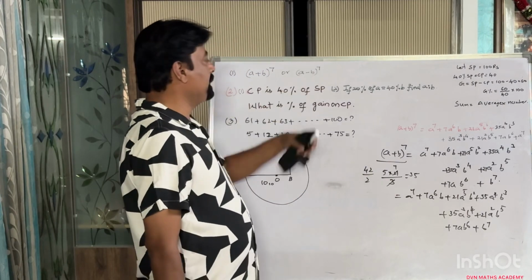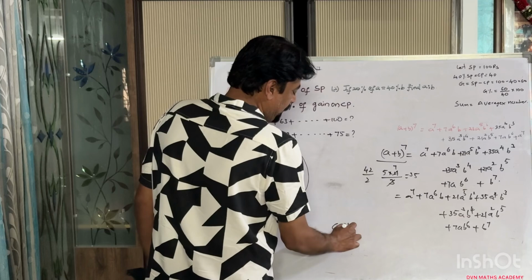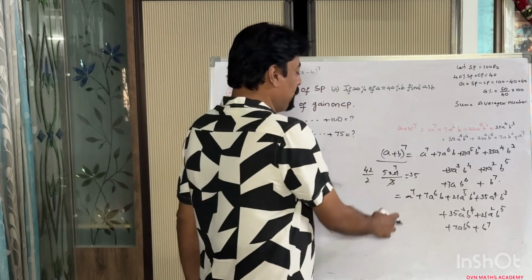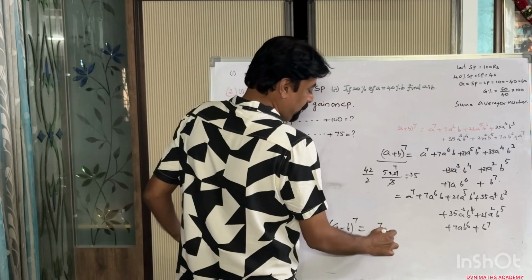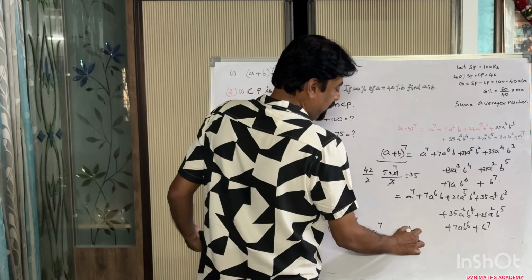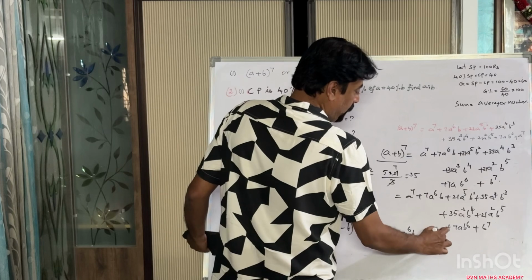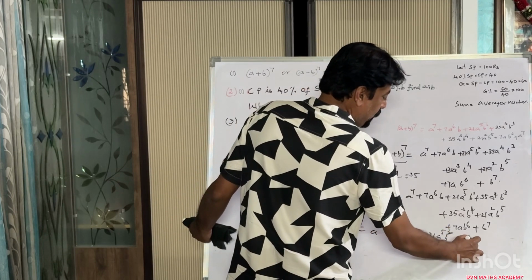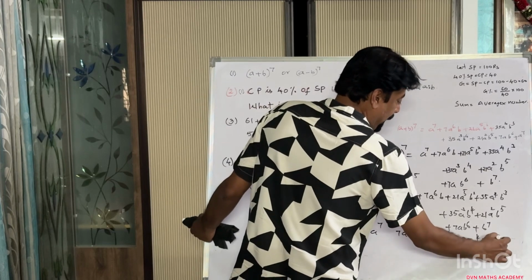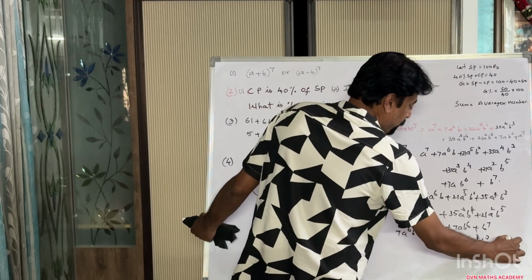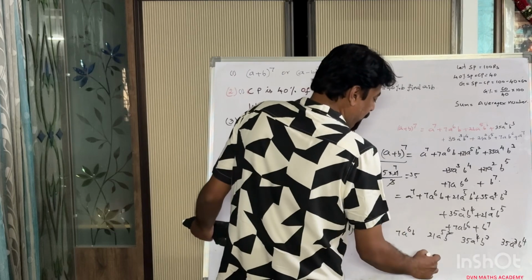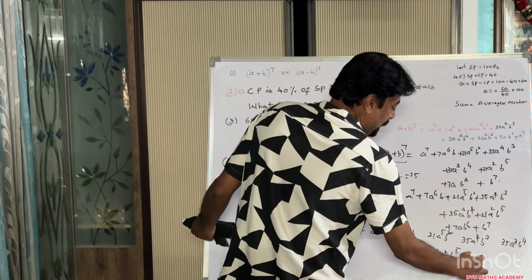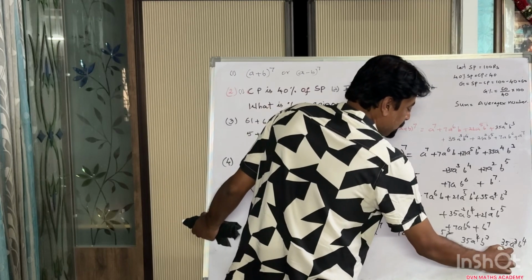For example, if a minus is there, I want to write (a − b) to the power of 7. You need not change anything, just write as it is: a to the power of 7, 7 a to the power of 6 b, 21 a to the power of 5 b square, 35 a to the power of 4 b cube, 35 a to the power of 3 b to the power of 4, 21 a square b to the power of 5, 7 a b to the power of 6, and the last term is b to the power of 7.